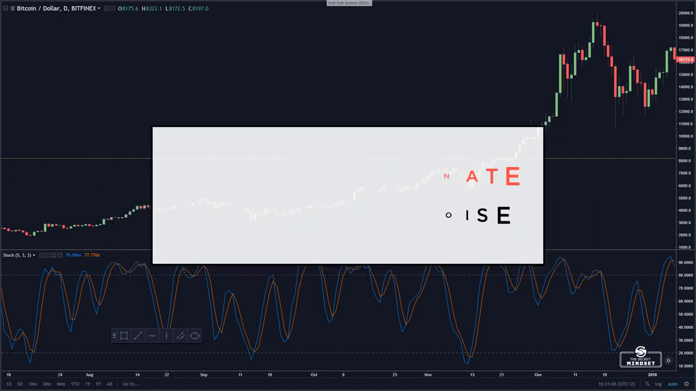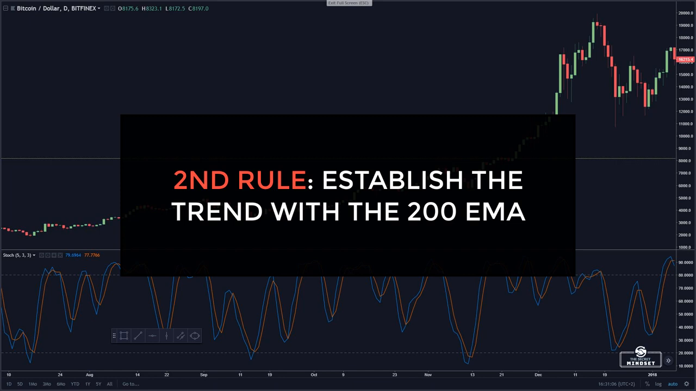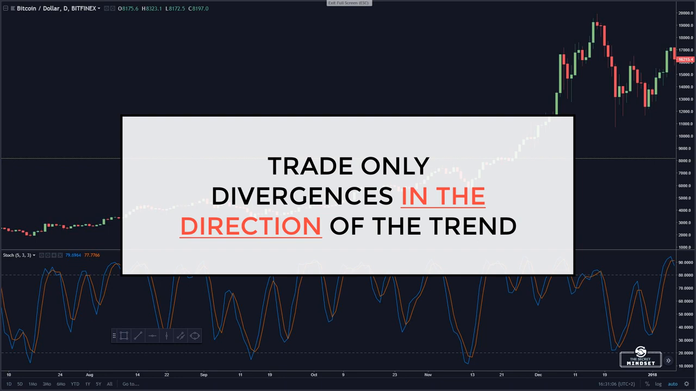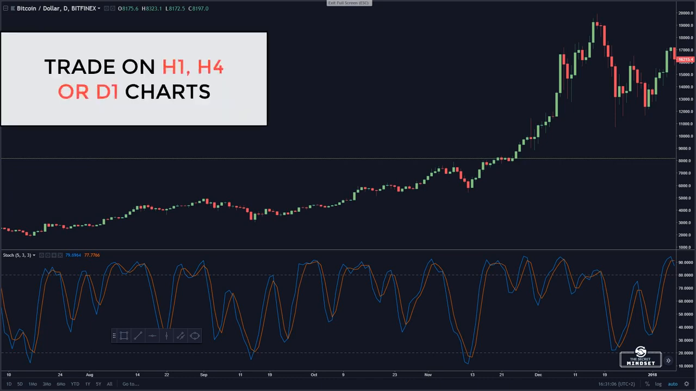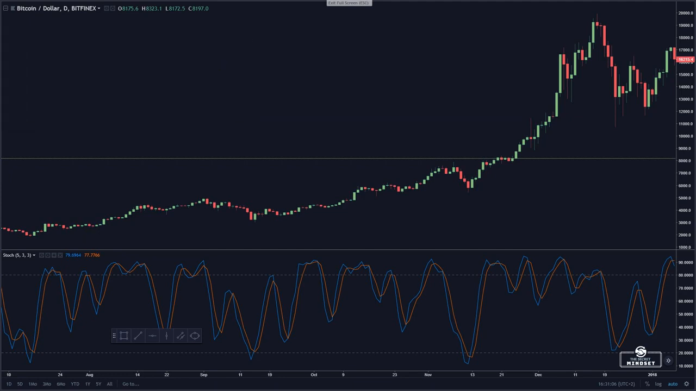Now, here's the second rule of this strategy. We'll establish the main trend with a 200 period exponential moving average, and we only trade divergences in the direction of the main trend. Also, I only trade on the hourly, the 4 hours, and the daily time frames in order to reduce the market noise and filter the bad signals generated on shorter time frames.